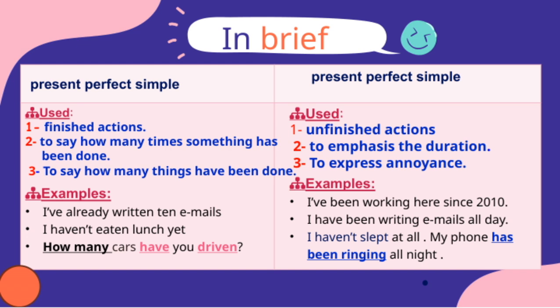In summary, the present perfect simple often focuses on the completion and frequency of actions, while the present perfect continuous emphasizes the ongoing nature and duration of actions, still in progress or recently continued. Both are essential tools for describing experiences and actions that connect the past and the present.